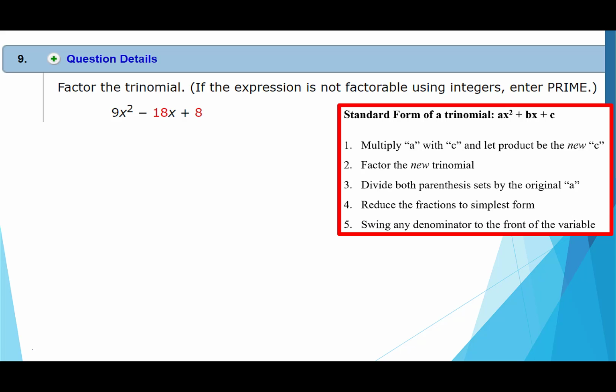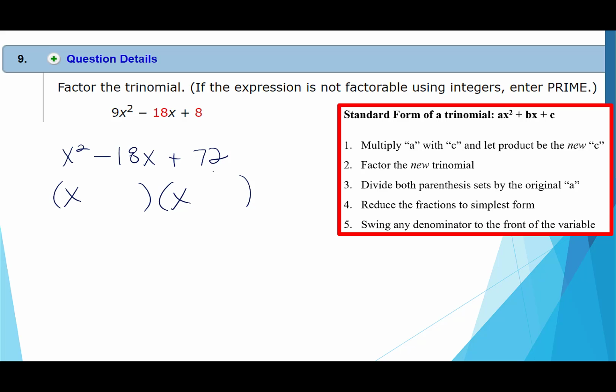Okay, this next example, it has the same instructions. It says factor the trinomial, and again, it has the note off to the side. If the expression is not factorable using integers, then enter the word prime. So we'll go ahead and start this one. This is x squared minus 18x plus 72, and then we'll factor this.